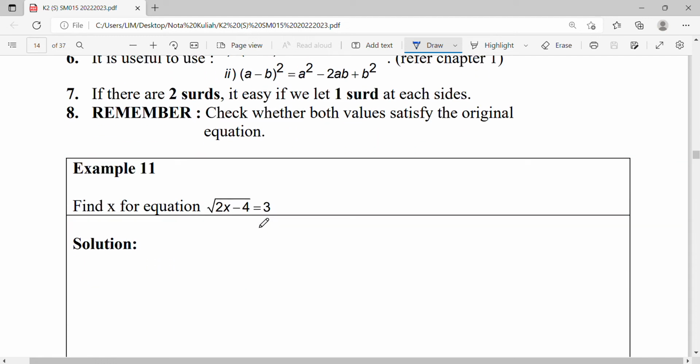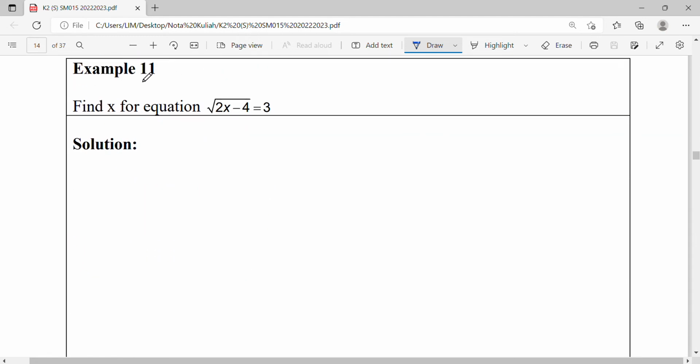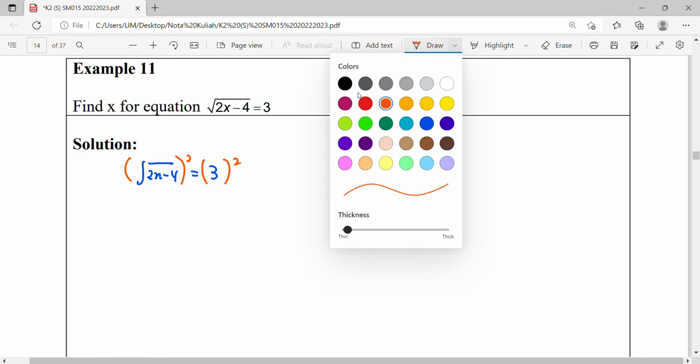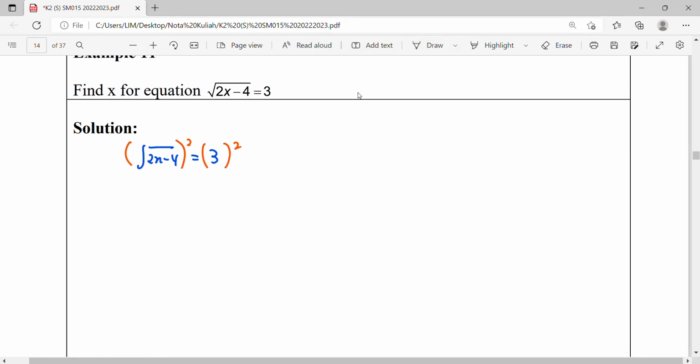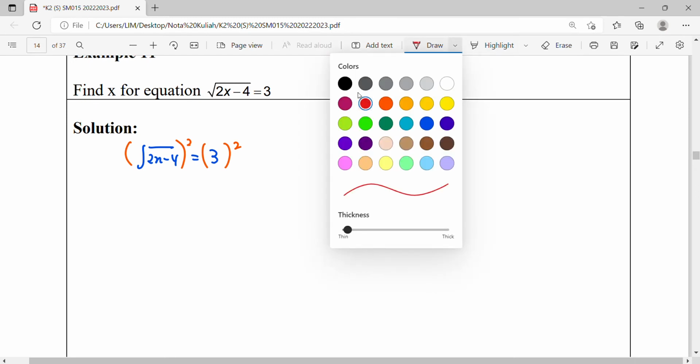Alright, so we see example 11. For this equation, you can see we have 1 surd only. When we have 1 surd, we make sure our surd is arranged at the left hand side, and other values go to the right hand side. Then it will be easier. Therefore, in order to remove the square root, we have to square both sides. Once you square both sides, the square and the square root will be eliminated.